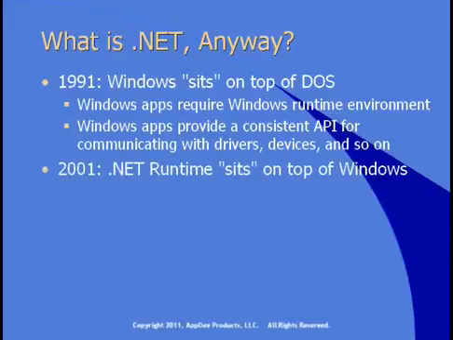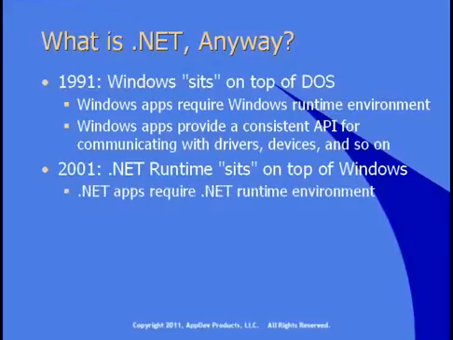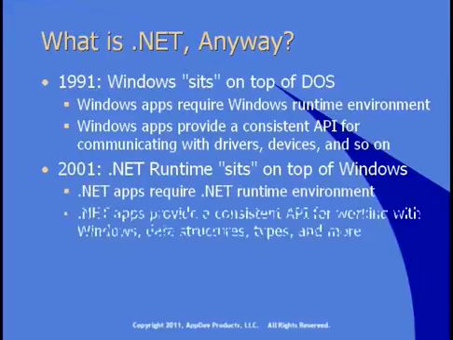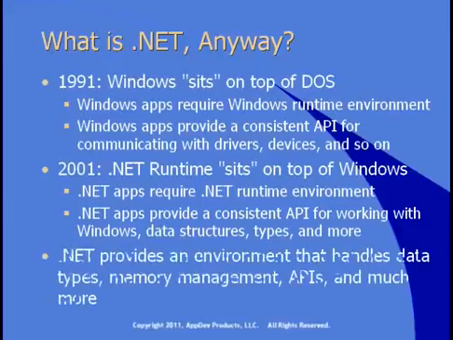The .NET runtime sits on top of Windows, just like Windows sat right on top of DOS. .NET apps require the .NET runtime environment to be able to run. .NET apps provide a consistent API for working with Windows, data structures, data types, and more. So you can think of the .NET runtime as just a Windows on top of Windows that provides more services for applications and developers. You can think of the .NET runtime as an environment that handles data types, memory management, APIs, and much, much more, as you'll see.